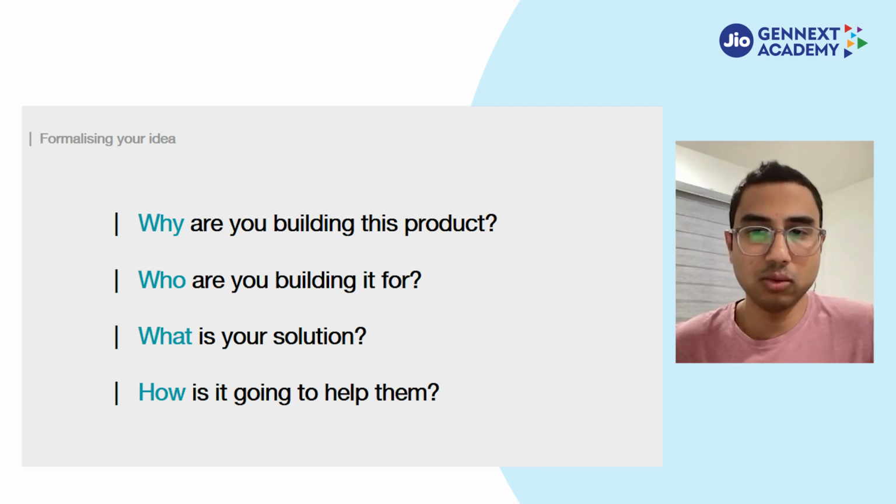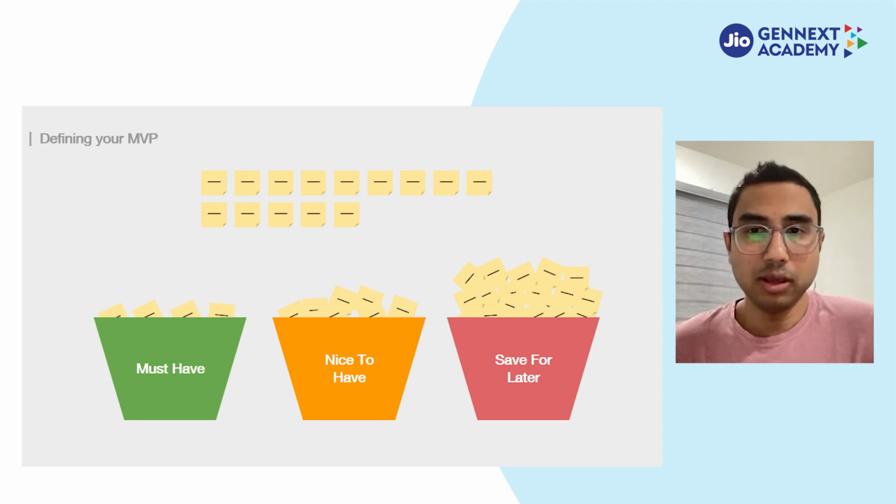Having the above listed down will help you and your team have clarity on your MVP and prioritize your product features and functionality. When defining your MVP, it would be helpful to list your product features into 3 buckets: must have, nice to have, and save for later. You can place your features into these buckets on the basis of what you believe is absolutely crucial to your product from its functionality and uniqueness of it.